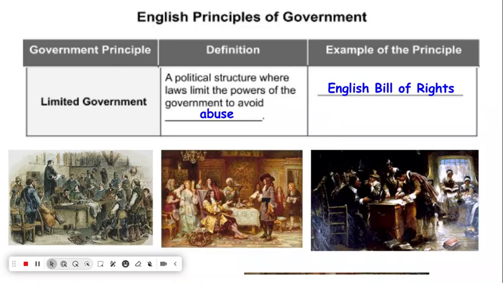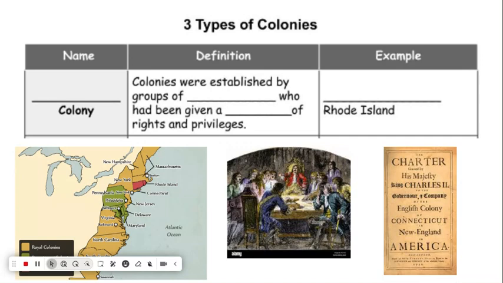What I think is interesting is as we start coming up with our own government here in the United States, we adopt a lot of these ideas from the English Bill of Rights and put them in our Bill of Rights in our U.S. Constitution. Let's talk about colonies.